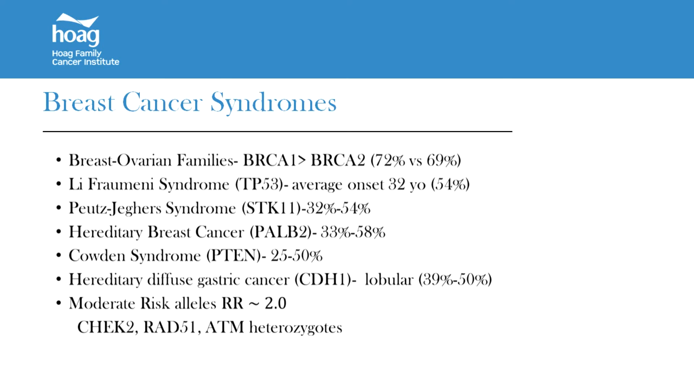Jeannie had talked about one of her families last time, which was hereditary diffuse gastric cancer syndrome. That has an association with lobular subtype breast cancer, up to 50% lifetime risk. And then after that, you have the moderate risk alleles, which have a relative risk of about 2. That's your CHEK2, RAD51, and the ATM heterozygotes.